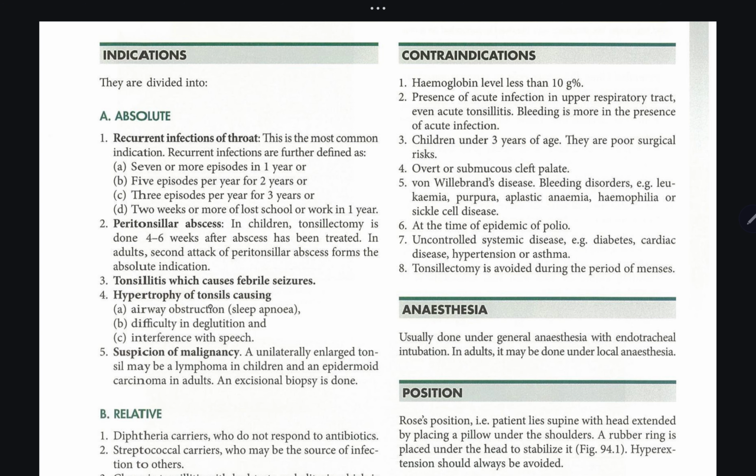4. Hypertrophy of tonsils causing A. Airway obstruction, sleep apnea, B. Difficulty in deglutition or swallowing, and C. Interference with speech. 5. Suspicion of malignancy. A unilaterally enlarged tonsil may be a lymphoma in children and an epidermoid carcinoma in adults. An excisional biopsy is done.